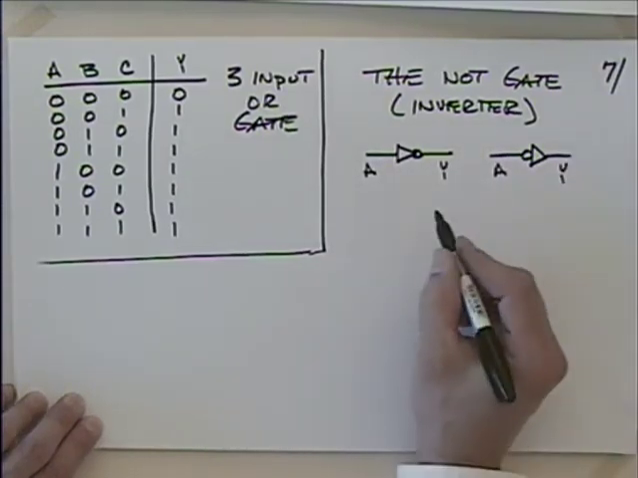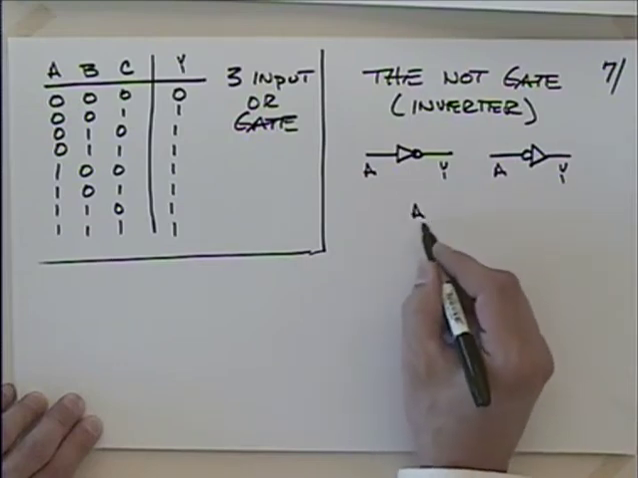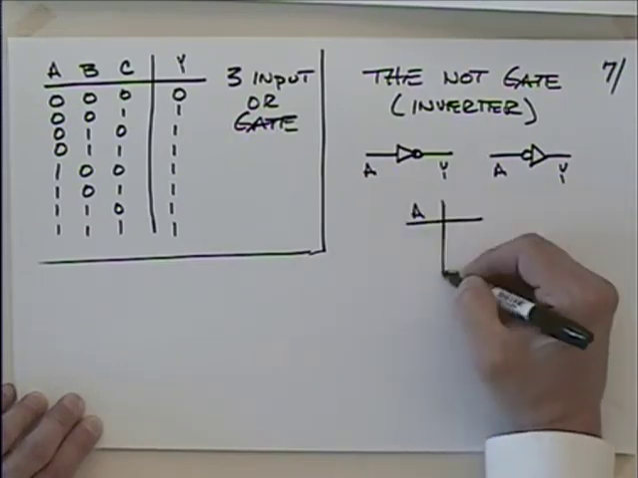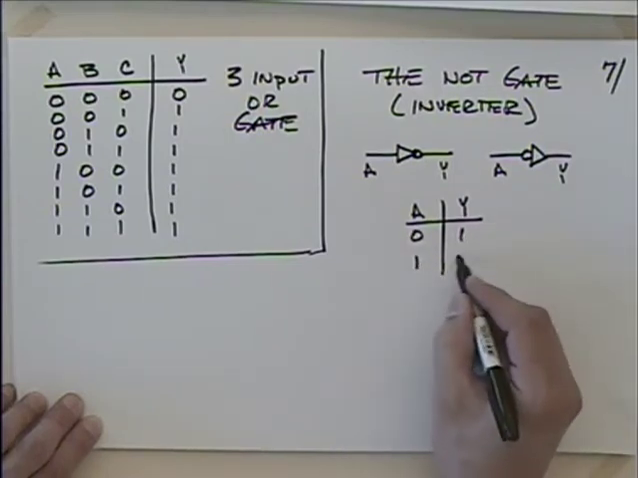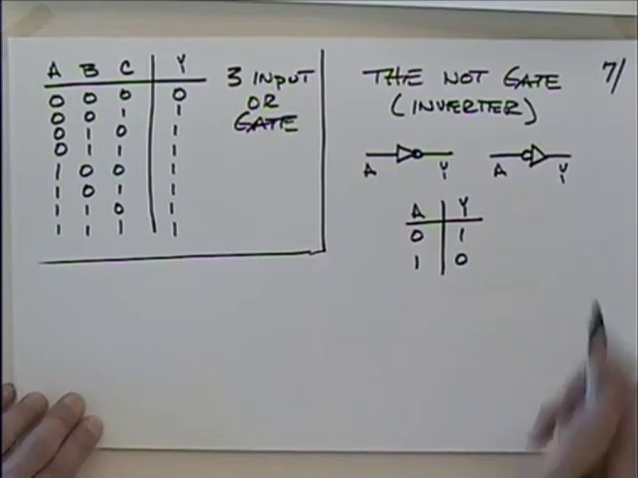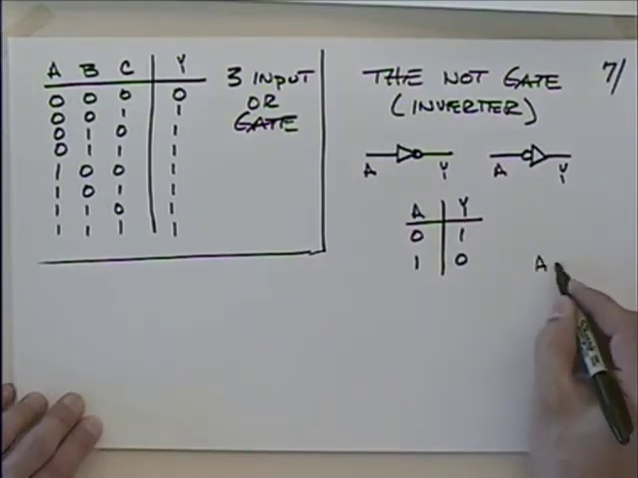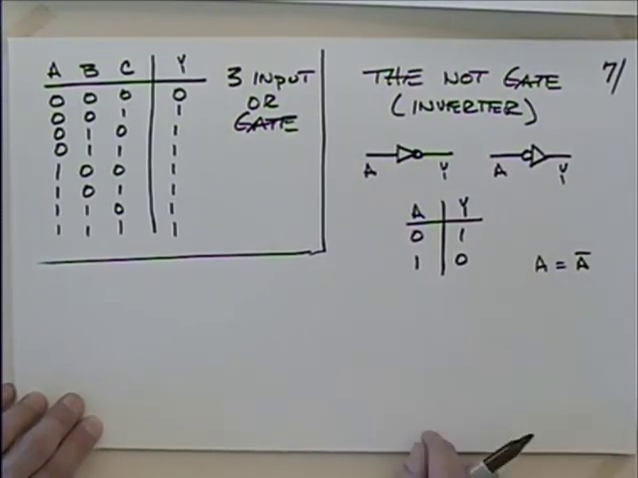or input of A and an output of Y, your truth table for A and your output Y. If you put in a 0, you get a 1 out. Put in a 1, you get a 0 out. Hopefully fairly straightforward. Your Boolean expression is that it inverts it.